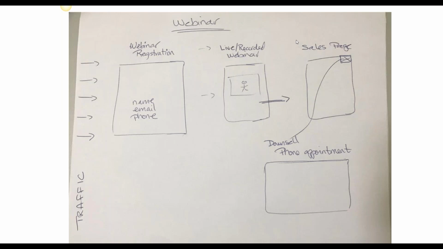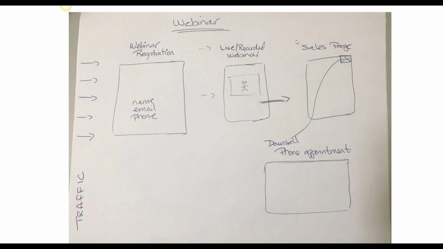So the first funnel I want to talk about is the webinar funnel and the webinar registration funnel. We send traffic to a webinar registration page. It collects name and email, and sometimes we collect the phone number, and in that phone number field, it says that we'll send them an SMS reminder, so that way we get their mobile phone numbers. We're going to send them an SMS reminder before the webinar starts.